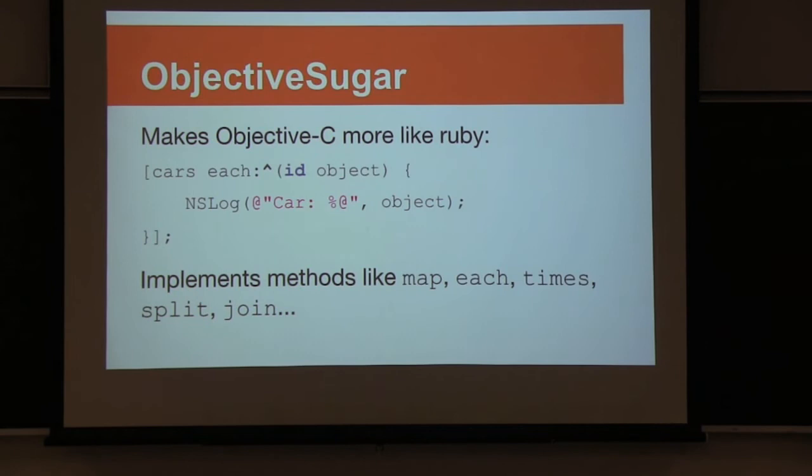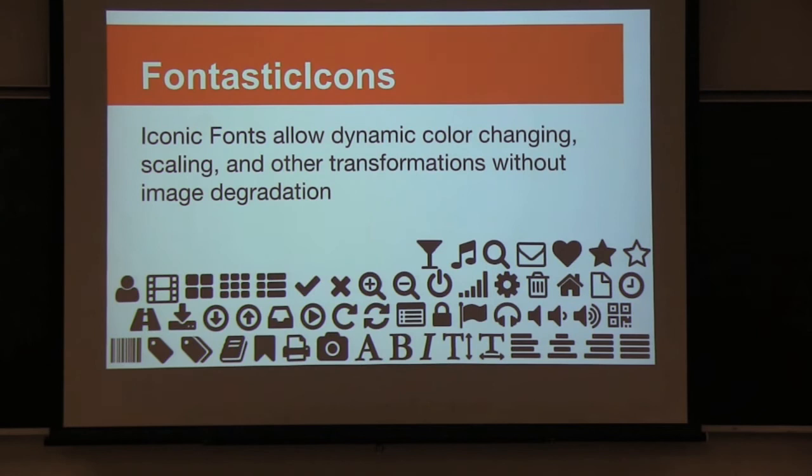I mentioned it a couple times. It's really intuitive. You can have syntax like that. Instead of having for loops, we just have cars each, and then each car does that. You can have something like that, times, so like do something one time or 10 times. Split and join, which operate on strings, just have a whole mess of stuff to make your life a lot easier. Fantastic icons is great.